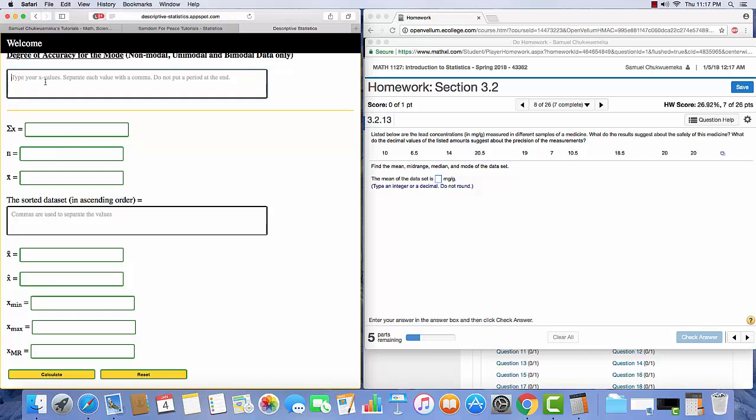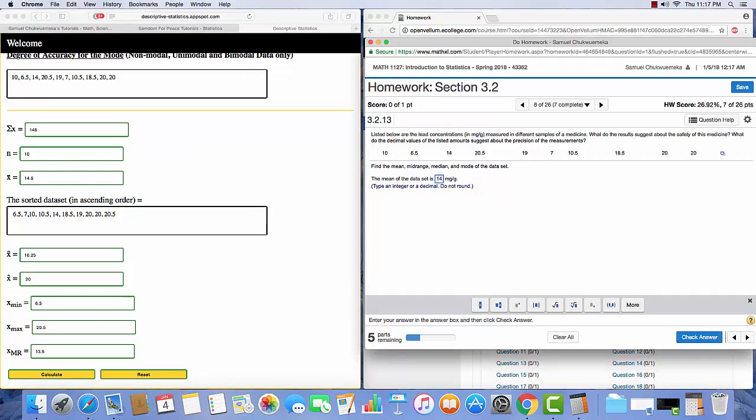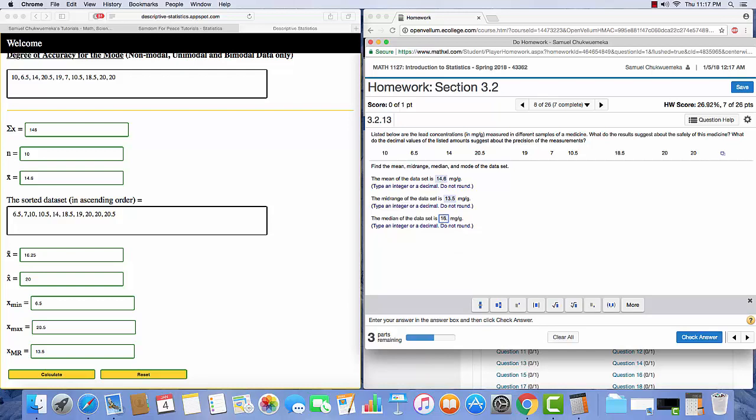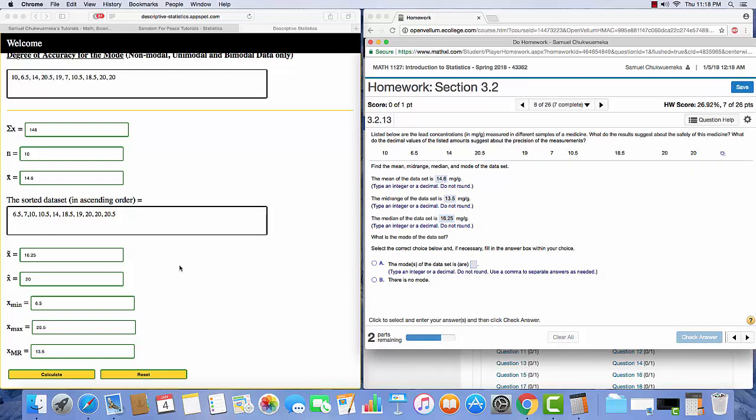So I'm going to put these values in my calculator. 10, 6.5, 14, 20.5, 18.5, 20, 20. Calculate. So the mean is 14.6. The mid range is 13.5. The median is 16.25. The mode is 20.